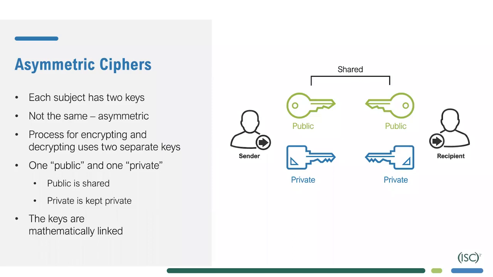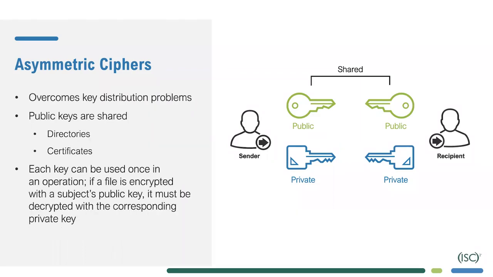So these two keys then are mathematically linked. In the diagram on the right, you see a sender and a recipient. Each of the two parties has their own private key. Each of the two parties has their own public key. As the public keys are shared, we can start to overcome those key distribution issues.